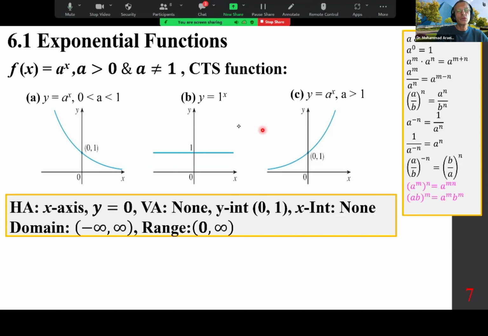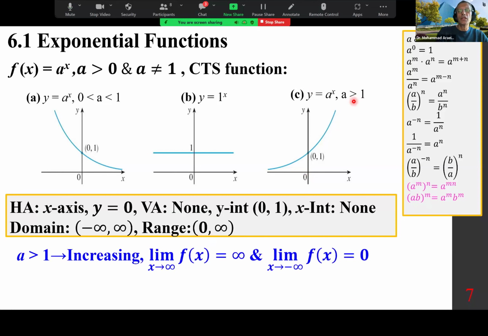Now, for these two cases, the horizontal asymptote is the x-axis, which has the formula y equals 0. They don't have a VA, vertical asymptotes. They don't have any. Both of them have the y-intercept located at 0, 1. X-intercept, they don't have x-intercept. Domain in both cases are real numbers from negative to positive infinity. Range from 0 to infinity, 0 is not included.